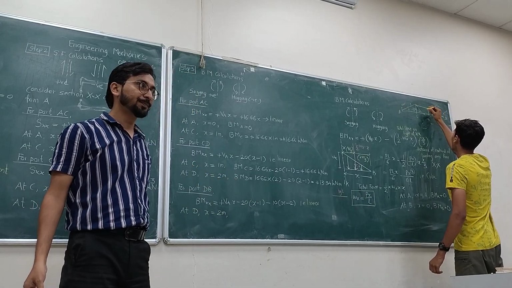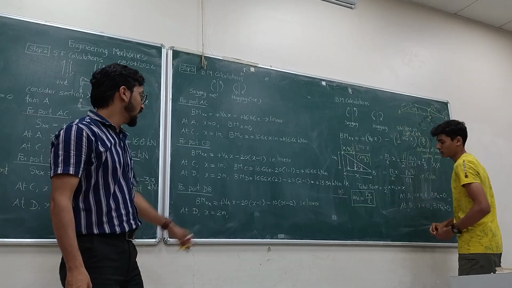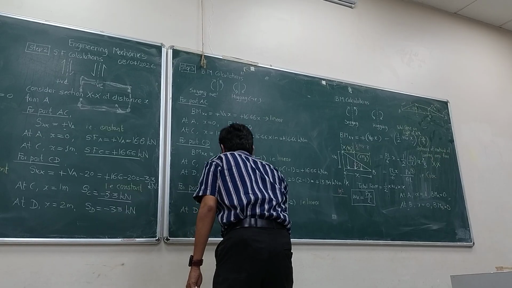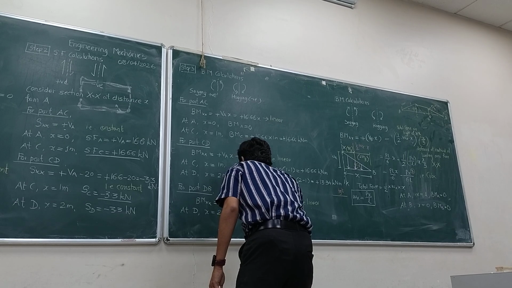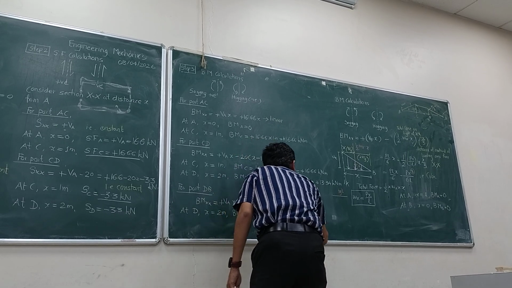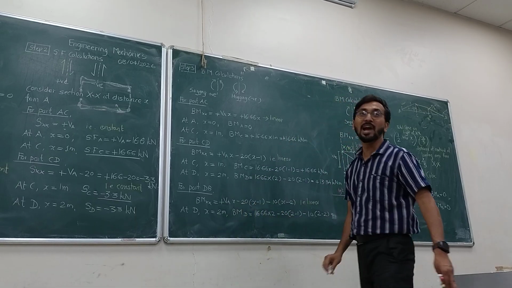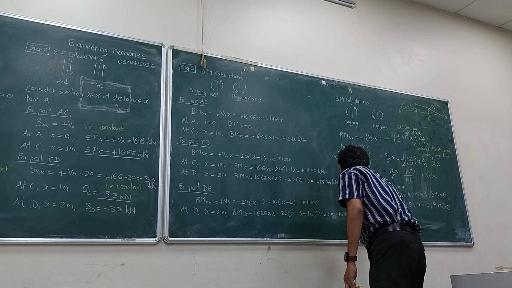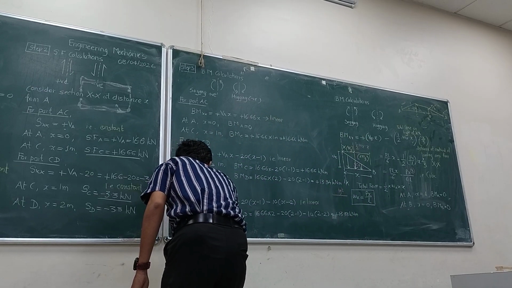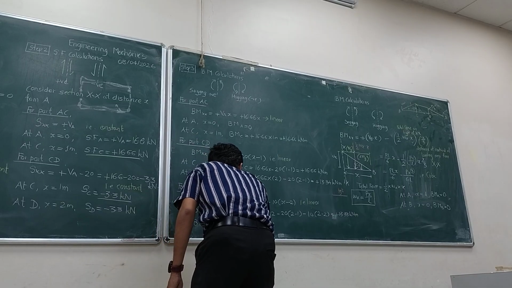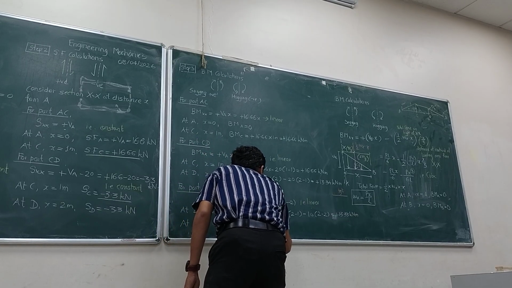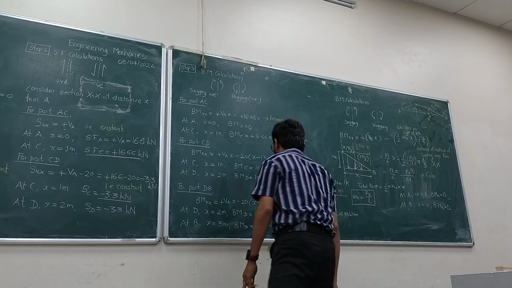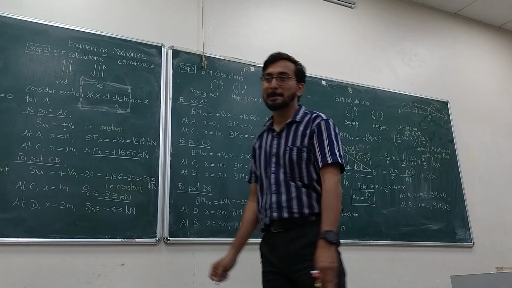Put the value of x as 2 meters in this equation. What do you get? Bending moment at D is equal to VA into x, that is 16.66 into 2, minus 20 into 2 minus 1, minus 10 into 2 minus 2. How much is this value? It should come to 13.33. So plus 13.33. Then at B, x is equal to 3 meters. So bending moment at B is 16.66 into 3, minus 20 into 3 minus 1, minus 10 into 3 minus 2. What is the value? 0. Yeah.